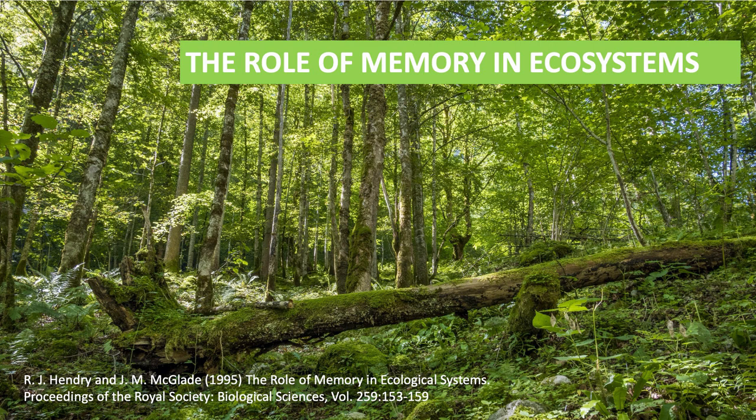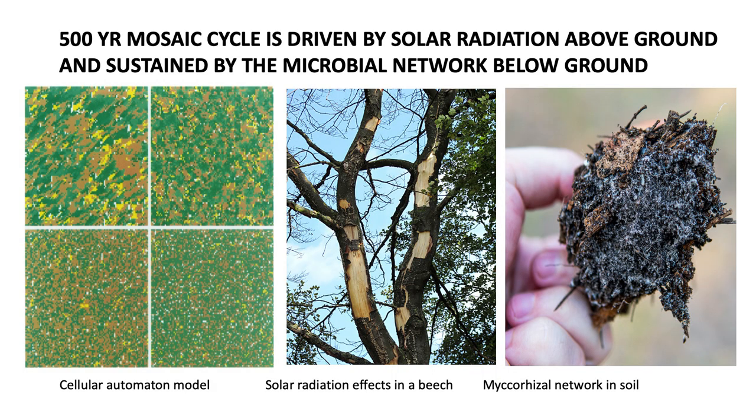What we did was we studied the behavior of a 500-year-old mosaic cycle in the beech forest in southern Germany. What we found was that the stress of heat stroke could cause the death of a beech tree. And when it fell down, it left a gap. That meant that the next beech tree was also exposed to sunlight. But without some kind of memory, the pattern that emerged in the forest would have been completely random.